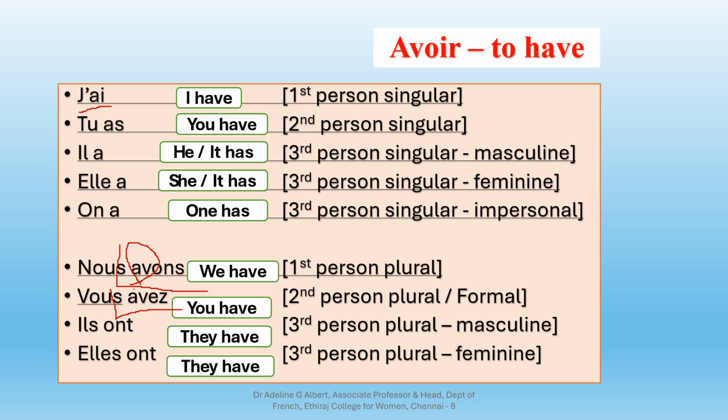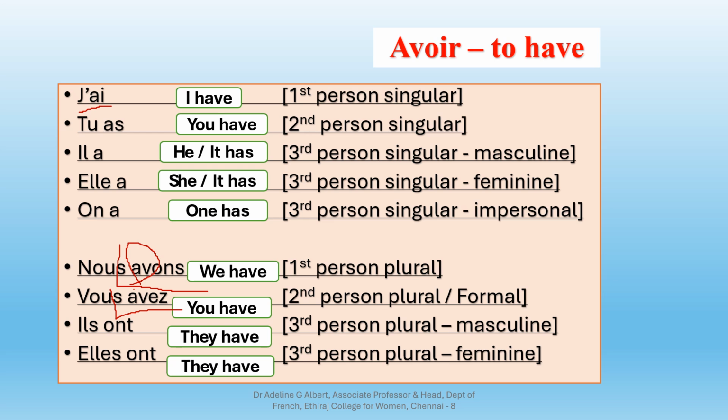Nous avons, vous avez, ils ont, elles ont. Alright? J'ai, tu as, il a, elle a, on a, nous avons, vous avez, ils ont, elles ont.